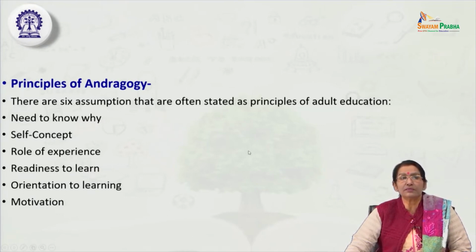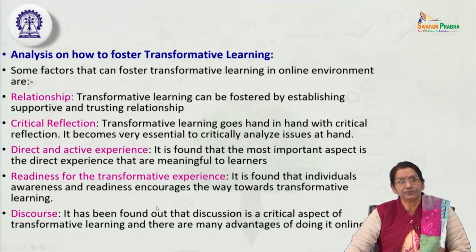So, these are the 6 principles: need to know why he is learning; self concept, his ideas about his individual self, abilities, weaknesses, competencies and skills; role of experience, what experience he has already gathered from past learning and practical experiences; readiness to learn, the preparedness to take up a course; orientation towards learning, his already existing orientation; and motivation, how much he is motivated externally and intrinsically. So, these are the factors that determine andragogy.